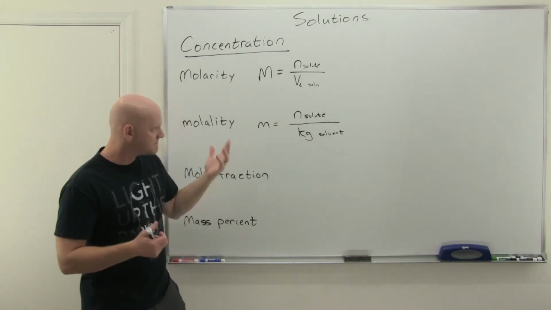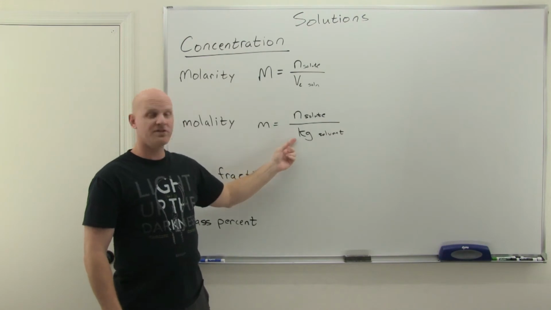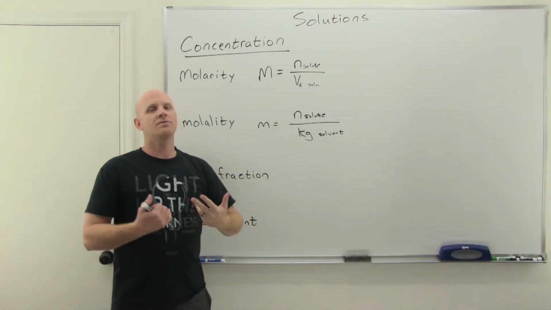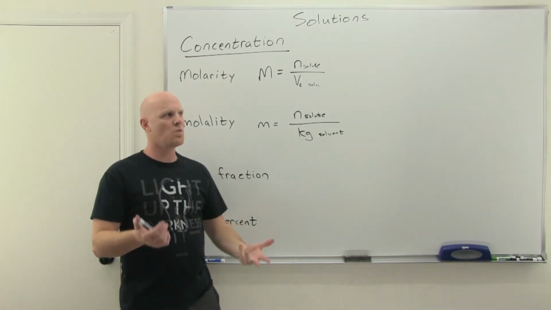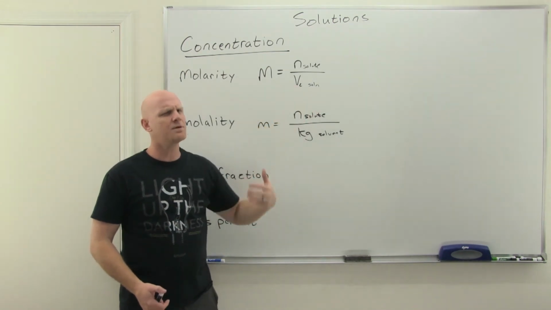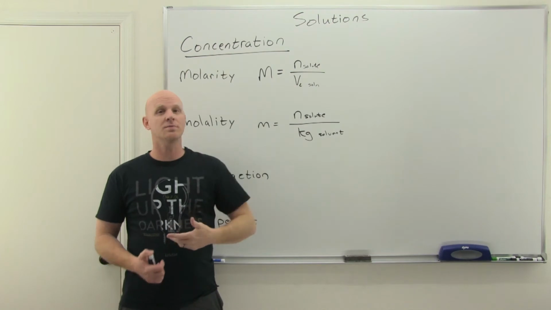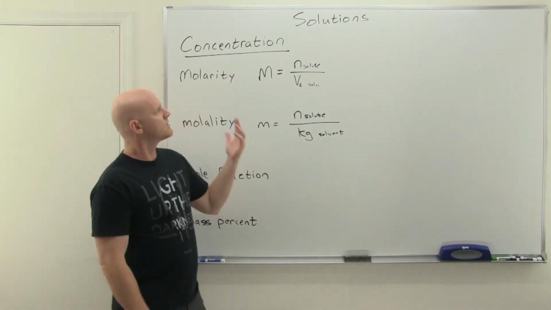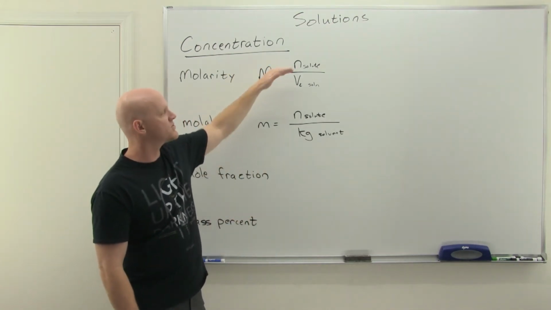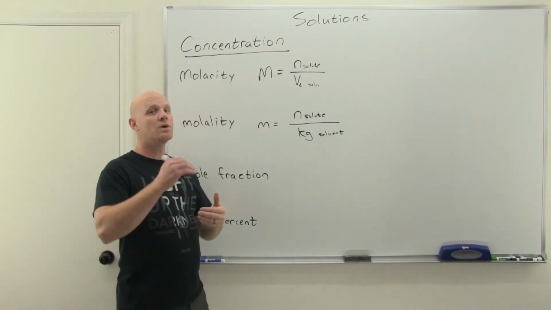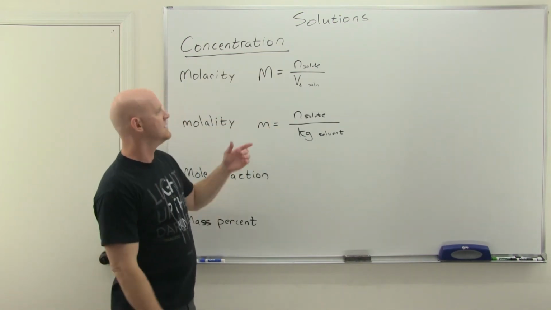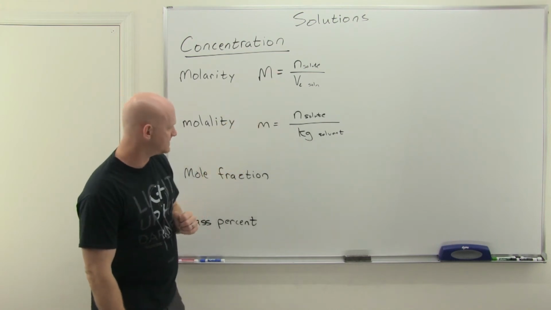That's only because 1 liter of water happens to weigh 1 kilogram. And if you have a dilute aqueous solution, it's mostly water, and the volume of the solution will probably be pretty close to the volume of just the water. So for dilute solutions in water, these are often very similar numbers. But if you're not using water, or as you get more and more concentrated solutes, these numbers start to diverge more and more.